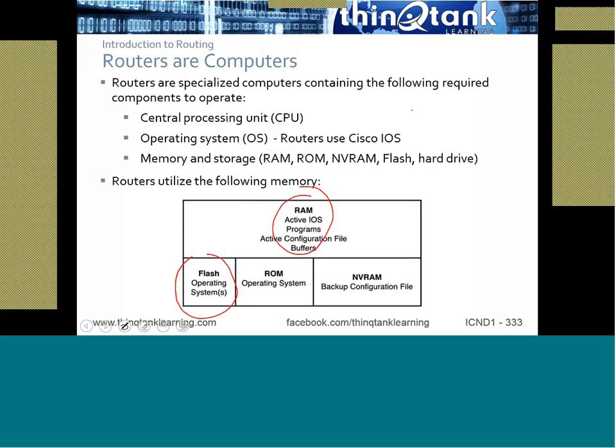Flash is where we're going to store things like our operating system. Typically, it's the binary format of our operating system, which is just a compressed format of the IOS, or multiple IOSs if we have enough space, as well as firmware files and any other files that the system needs to use to perform functions and operations on the platform.